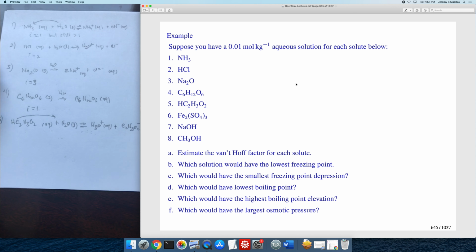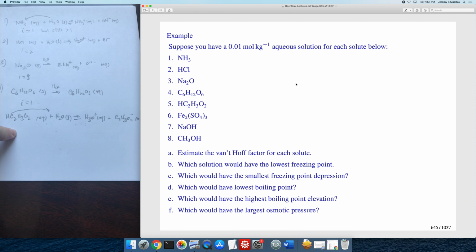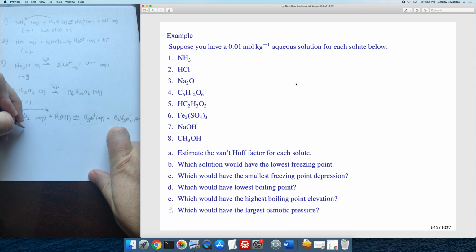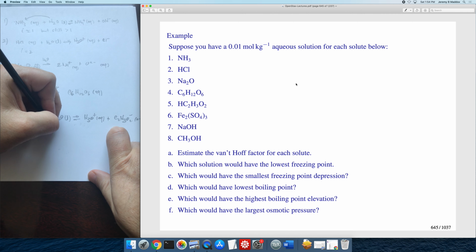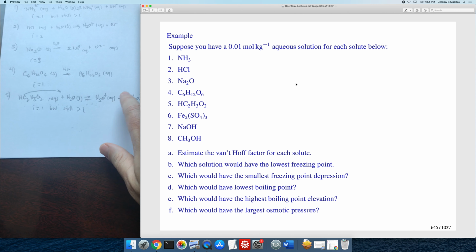And so that's its acid ionization reaction. Again, it's a weak acid, so it only partially dissociates in water. So i is going to be greater than 1, less than 2, probably closer to 1. But still, it's going to be greater than 1 because it does ionize to some extent.